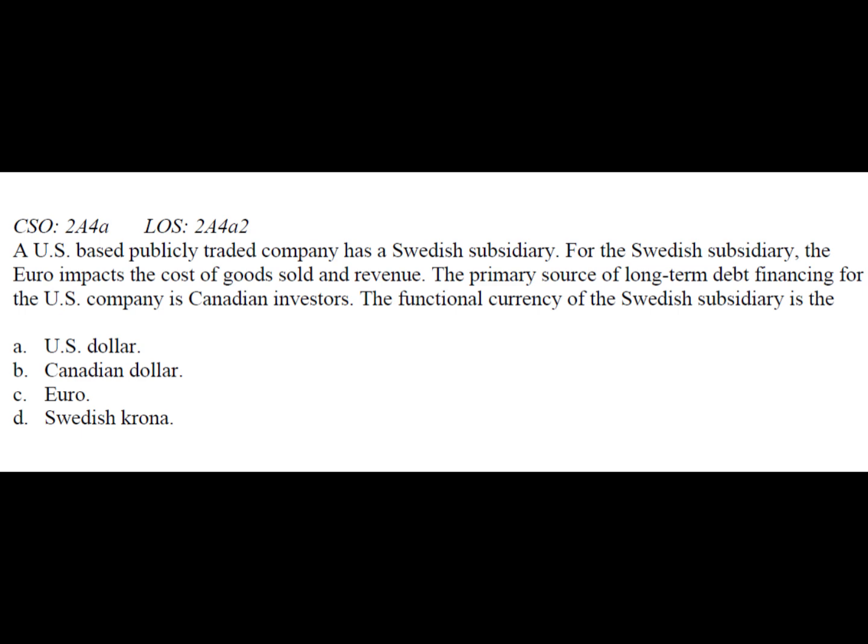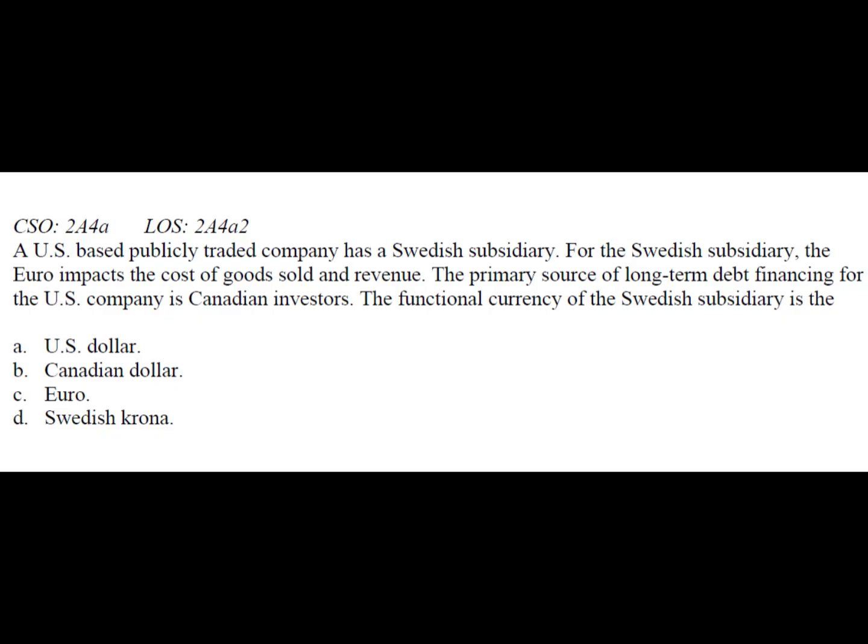In this question, the Swedish subsidiary's revenues and cost of goods sold are both affected by the euro, indicating that its primary economic environment is the eurozone. The fact that the parent company is US-based or that long-term debt is financed by Canadian investors does not determine the subsidiary's functional currency.